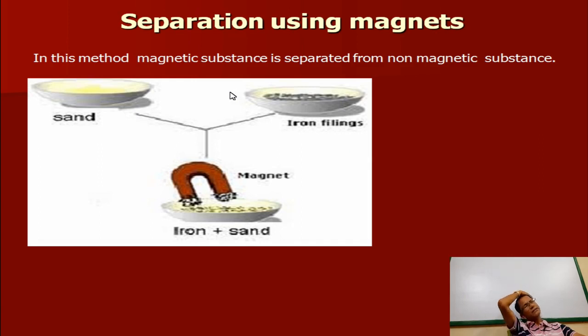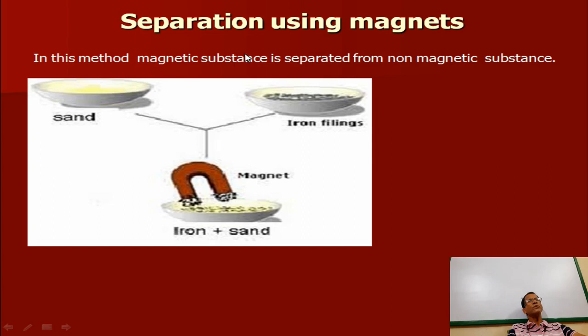Separation using magnet, that is magnetic separation. If you take a mixture of sand and iron powder, how can you separate it? It can be separated easily using a magnet, because the magnet attracts the iron powder so that it will be separated from the sand and iron filling mixture.